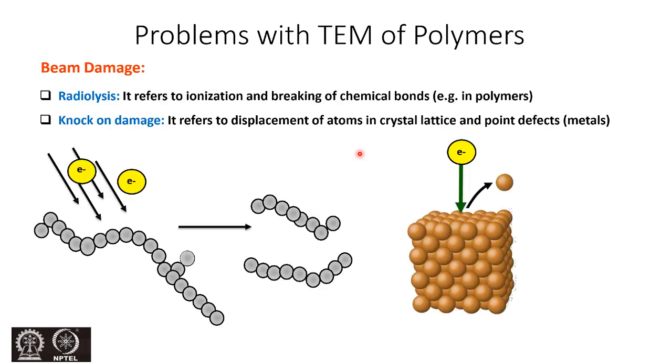So as I already told you, the beam damage causes radiolysis. That is, it refers to ionization and breaking of the chemical bonds. So this happens in polymers, and then the knock-on damage. After the beam knocks on the sample, the material will get damaged because the atoms are displaced. So the crystal lattice will be different. It will get slightly defective, and point defects will also be present in the metals.